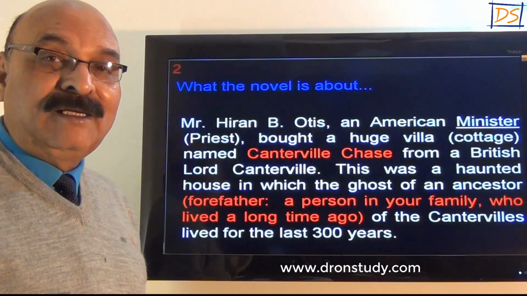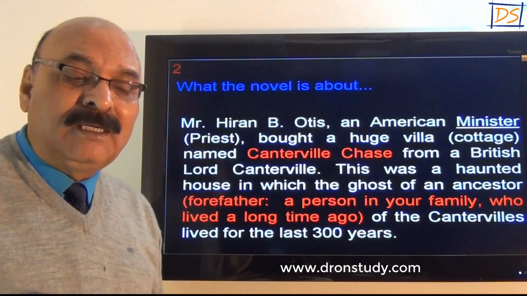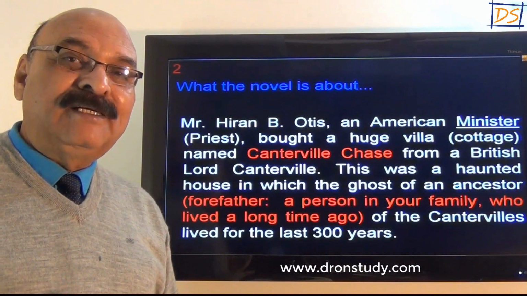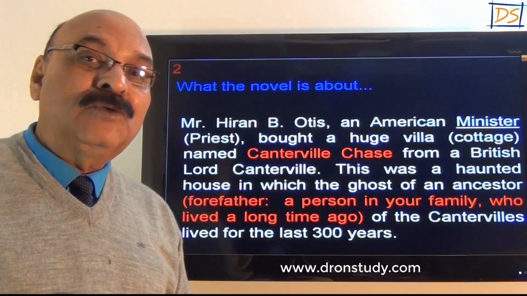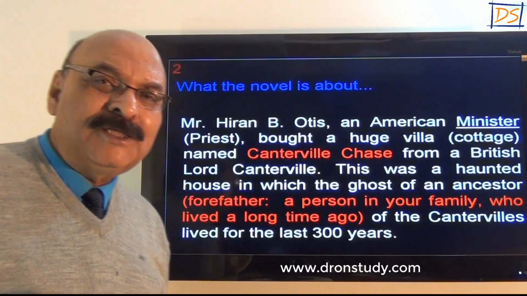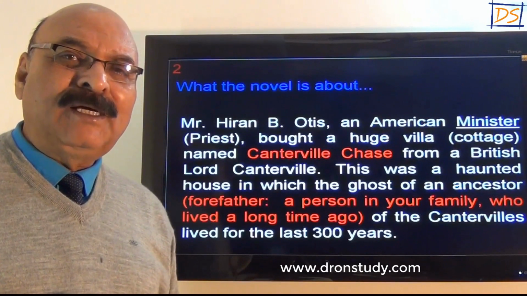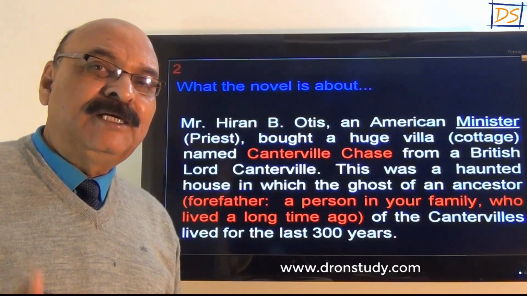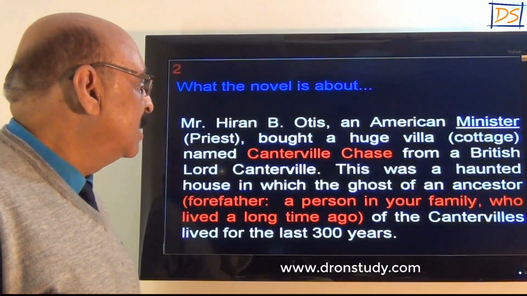Lord Canterville. Lords are people who belong to noble, aristocratic families, and usually they are members of the House of Lords. There are 2 houses in Britain. One is the House of Commons and another is the House of Lords, as we have in our country, Lok Sabha and Rajya Sabha. In Rajya Sabha, nominated people sit, and in the same manner in the House of Lords, nominated people sit there. Elected members sit in Lok Sabha here, and in the House of Commons in Britain, UK, United Kingdom.